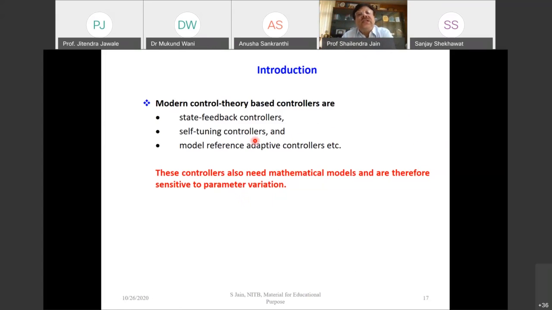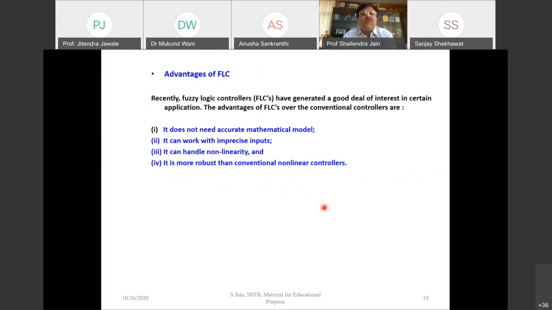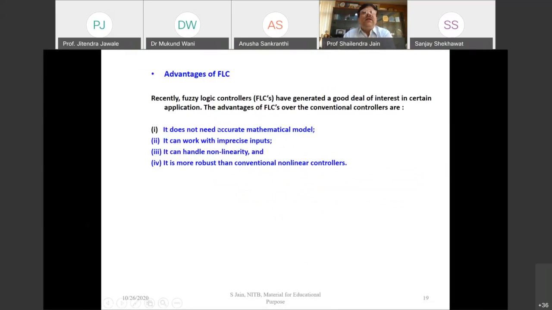If your information is not accurate, your controller may fail. On the contrary, the advantage of fuzzy logic is it does not need an accurate mathematical model. That is the biggest advantage of fuzzy theory. I'm not saying it does not require a mathematical model. It does not need an accurate model.